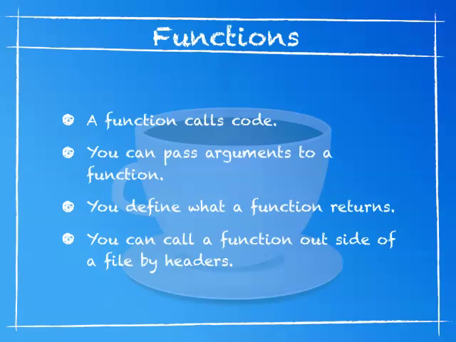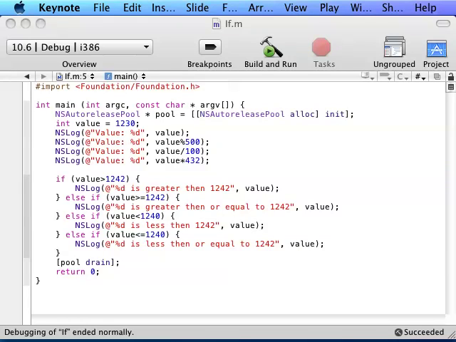Now let's talk about functions. Functions are a way to call a whole bunch of code. You can pass it arguments to process and return what the process arguments are. You can call functions outside of the file which it's in by adding headers. Headers are ways to pass information from one file to another file. Let's get a demo of how functions work.